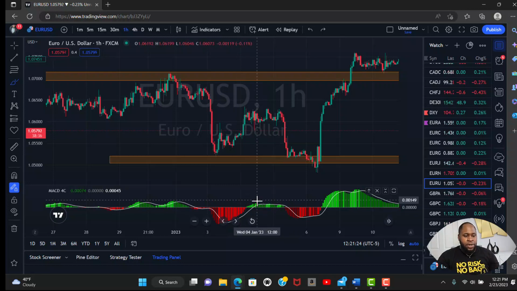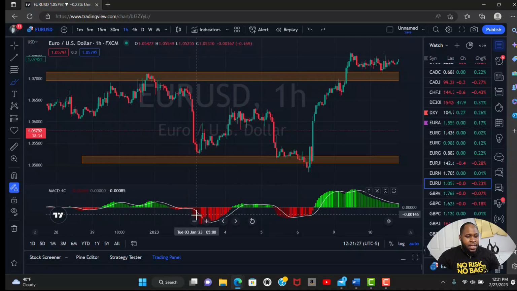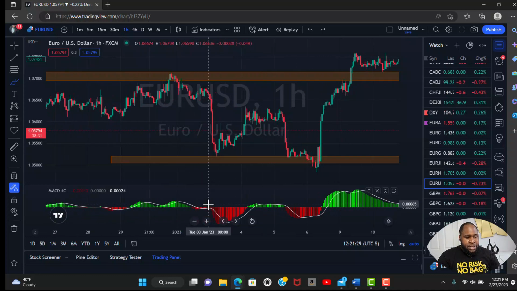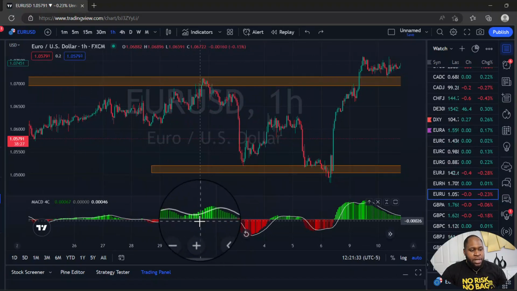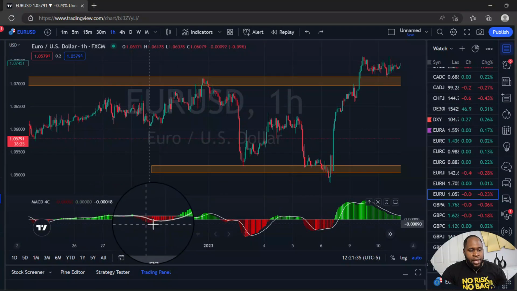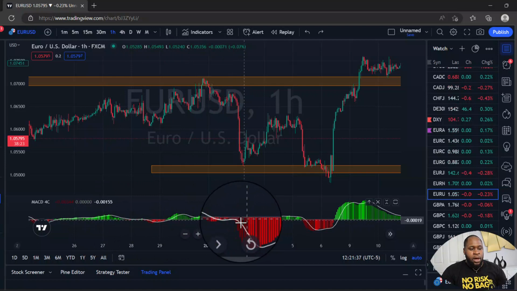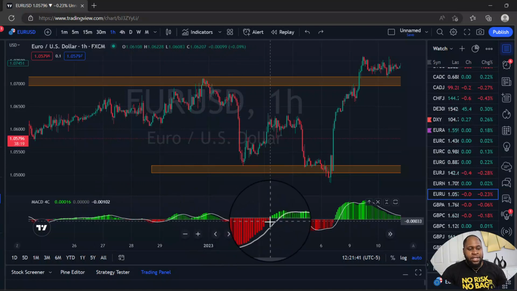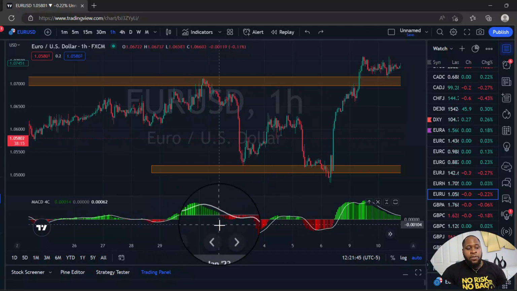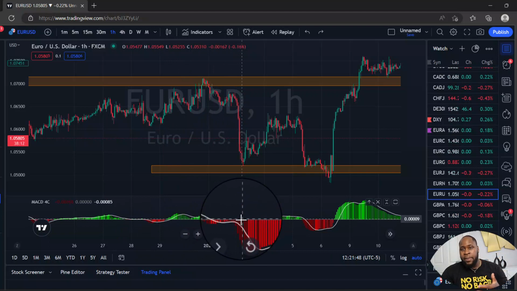Lastly, we have the zero line. Now, the zero line may not necessarily be easy to spot, but imagine a horizontal line right down the middle. So right before we cross over from green to red or from red to green, we have to hit the zero line. And that's pretty much what we want to look for as we use and implement the MACD strategy.